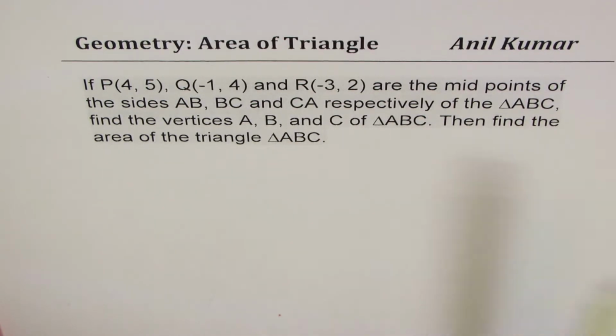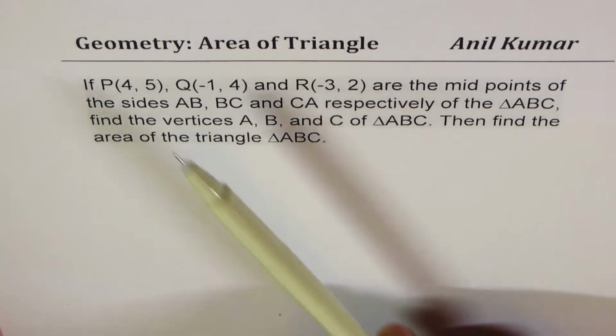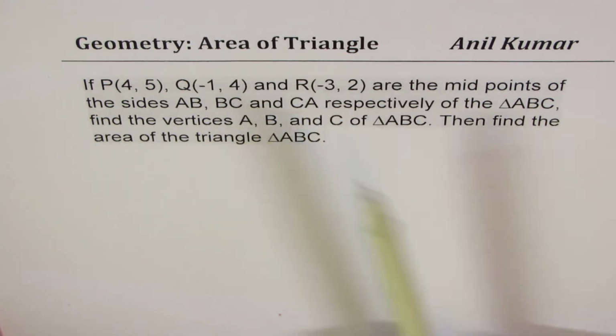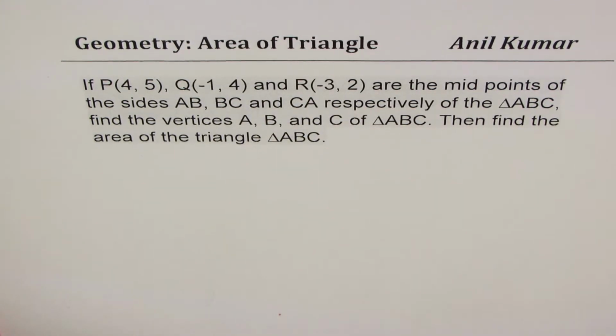Now that is kind of important to understand, since in multiple choice questions at times you may be asked this question in a different way, right? So remember, if you join the midpoints and form a triangle, the bigger triangle has 4 times the area.